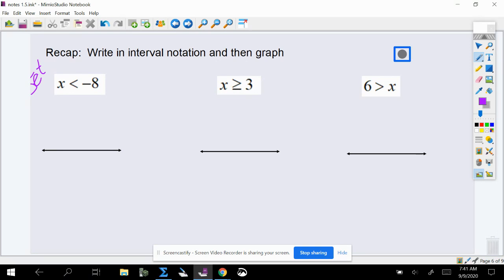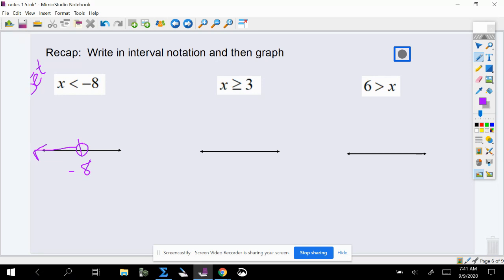So first one wants to know when x is less than negative 8. I'm actually going to start with the graph. So all I need on the graph is I need that negative 8 value. We need to decide if it's an open or closed circle. Since it's not including negative 8, it's going to be an open circle. And we need to shade all the values that are less than negative 8. So that's going to be everything headed to the left. So there's my graphing notation.